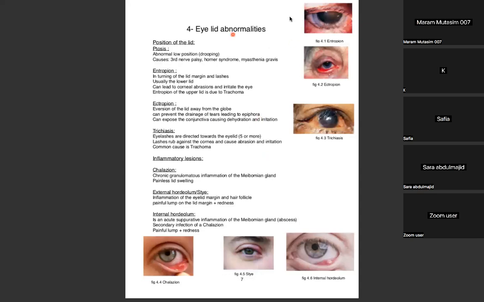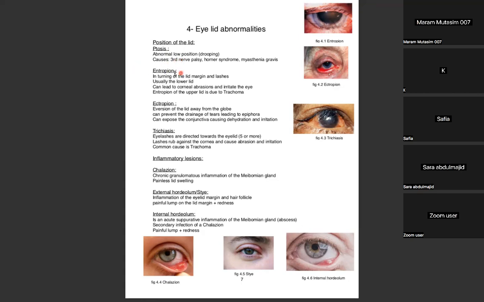Eyelid abnormalities, super big topic, super important that you know very well لأنه بتيجي كتير شديد في الامتحان. عندنا position of the lids أول حاجة. إنه lids can be wrong in their position. عندنا ptosis, which is just drooping of the lid, وده بيحصل with the third nerve palsy, Horner syndrome و myasthenia gravis commonly. إنه الحاجات دي كلها they make your eyelid drooping. So it's just a drooping lid.